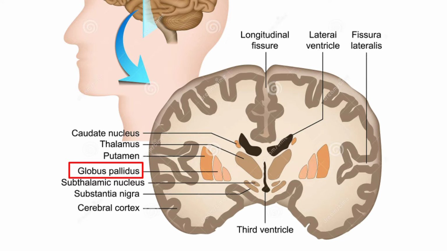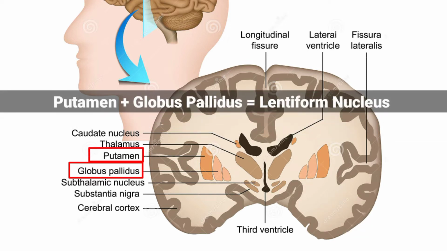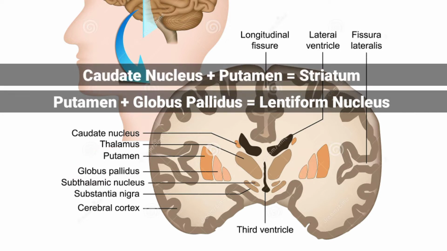But it's actually two parts, an internal part and an external part. They are called the globus pallidus internus and globus pallidus externus respectively. Here we have to look at a new term. When we combine the putamen and the globus pallidus together, this makes an important structure called the lentiform nucleus. So the caudate nucleus and putamen make the striatum and the putamen and globus pallidus make the lentiform nucleus.